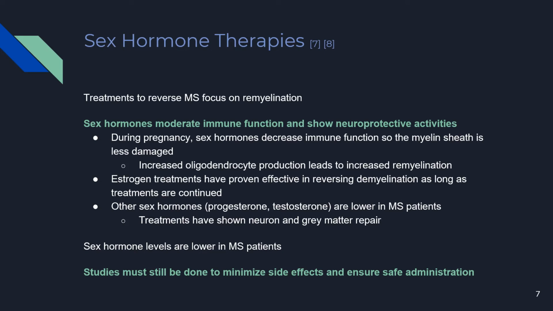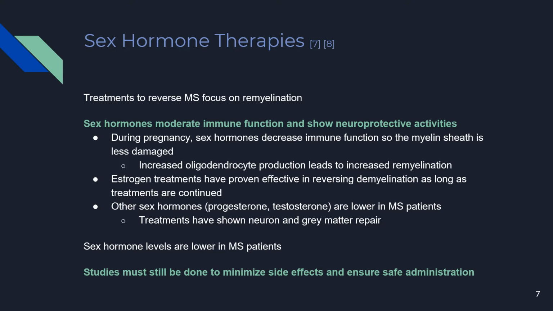Researchers noticed that pregnant MS patients were often in remission. This has been attributed to the increased levels of estradiol and other sex hormones. Sex hormones help to decrease immune function, which is important during pregnancy so that the body doesn't target fetal tissues that have both maternal and paternal antigens. By suppressing the immune system, the disease lessens its attack on the myelin sheath.